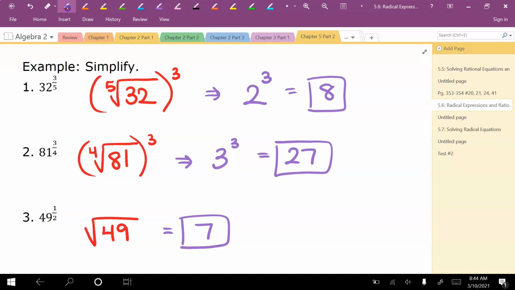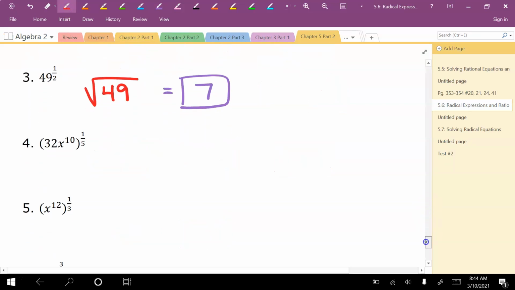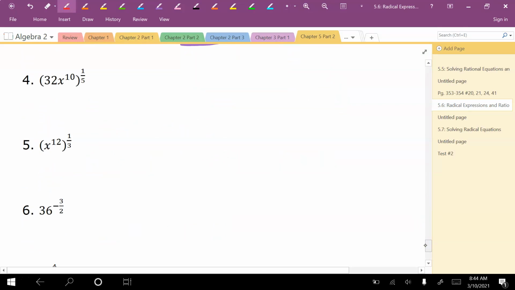All right, let's take a look at number 4. Because 4 has more than just a number. It's got numbers and letters. So raised to the 1/5 means that we're doing the 5th root here. So I'm going to write my root sign with the 5 out, and now I've got 32 underneath there and an x to the 10th.